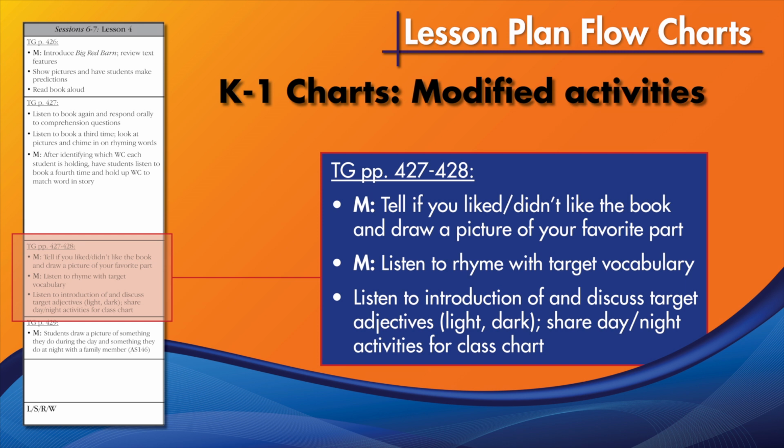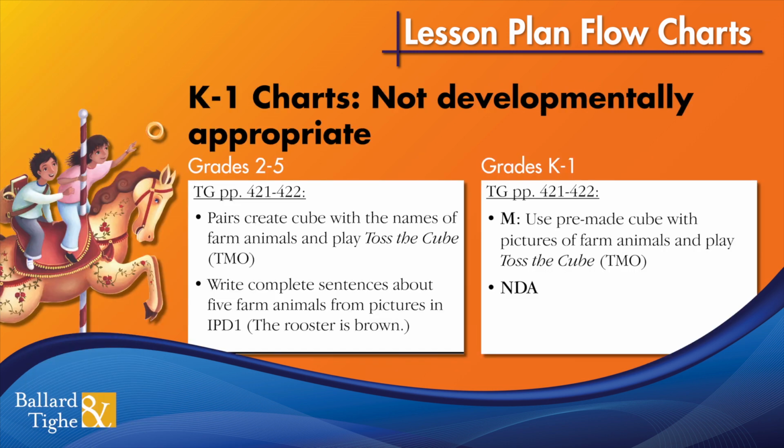The charts include the abbreviation M before all modified activities. Some activities are not developmentally appropriate for students in grades K through 1. For example, certain activities that focus on sophisticated grammatical concepts would not be developmentally appropriate. The charts include the abbreviation NDA in place of all activities that fall into this category.